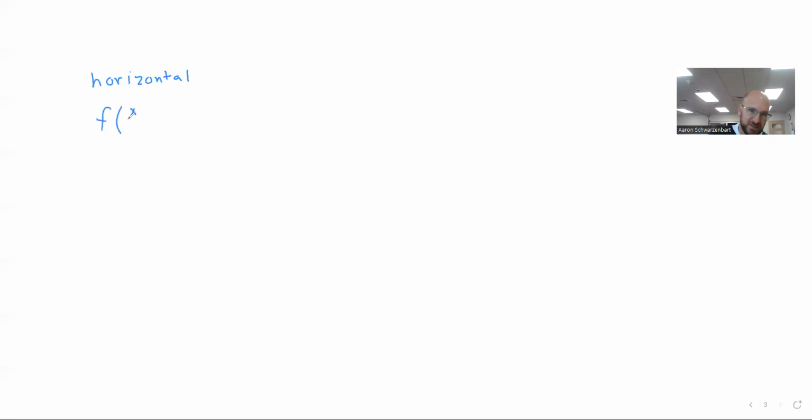So they do x over c inside. So it has to be inside the function. So if it's squared, it's got to be on the inside. And they're using c greater than 1 as a stretch, c less than 1 as a compression. I find this way hard.